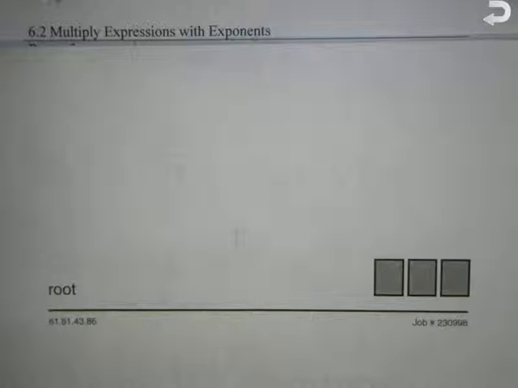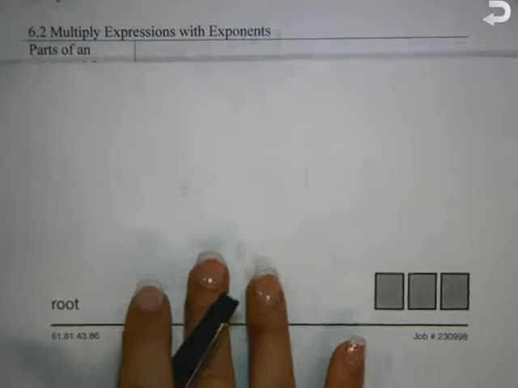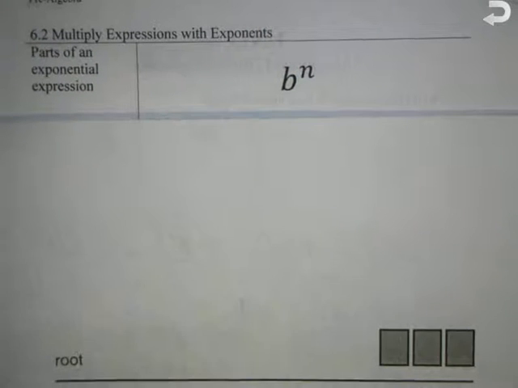In 6.1, we just looked at expressions with exponents. So we were just expanding them and putting them back together, which is stuff we already kind of knew how to do. Today we're going to be multiplying expressions with exponents. There's just a little bit of terminology that we need to know. We need to know what the parts of an exponential expression are. So what are the different parts?